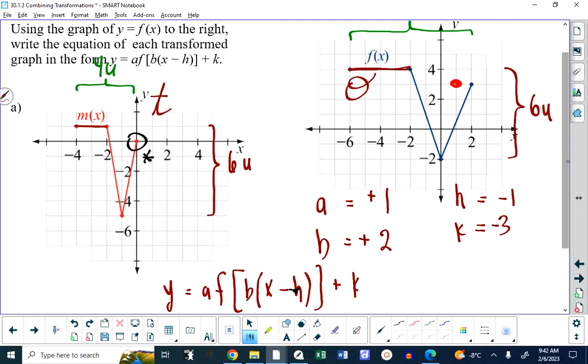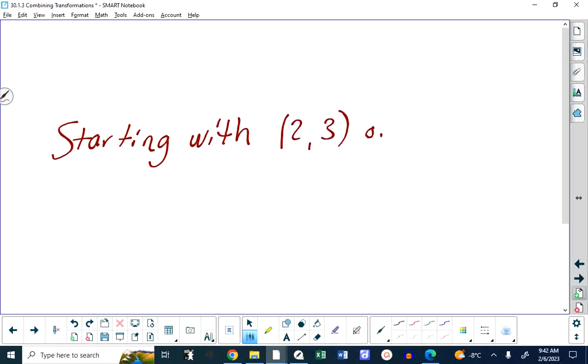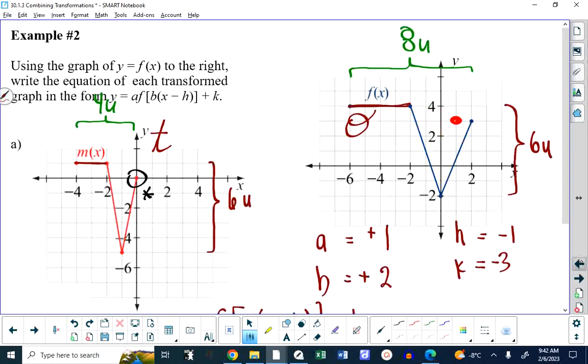Now, how would you do that on a written response? What I would do is, I would say starting with, and I don't know that you need to write this down, 2, 3 on f of x, that's the point that I chose. I chose this point to start with.